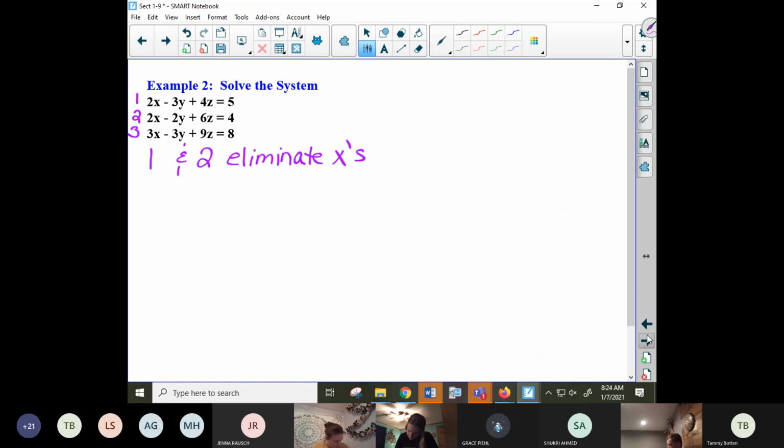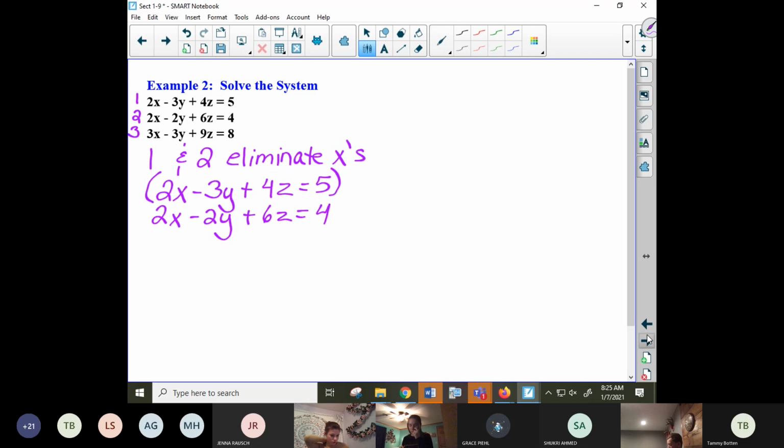All right. So I'm going to write those down first. 2x minus 3y plus 4z equals 5. And then 2x minus 2y plus 6z equals 4. Okay. Now what I'm going to do is take this top one, and I'm going to make the top one a -2x so that my x's will cancel.